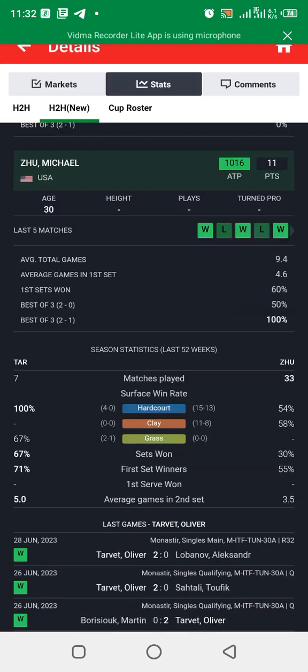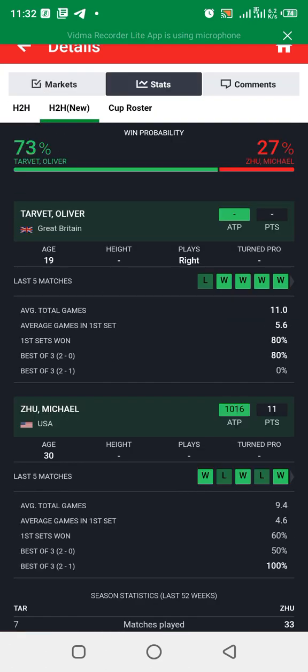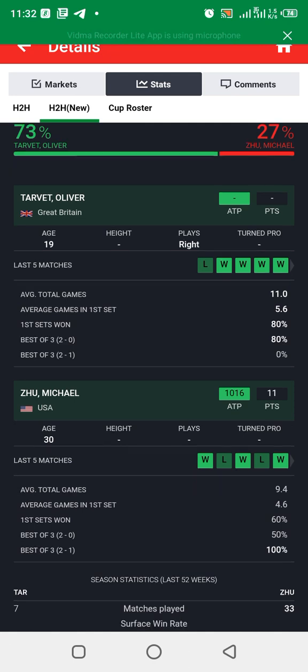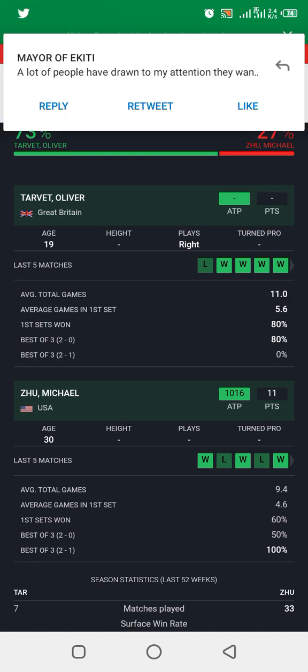Actually for this match, okay, yes, it has been shown. So you can see it under the head-to-head. You are going to see the average total games. The average total games is what we are dealing with. You are going to see the average games in first set, best of 3, but the one we are concerned with is the one at the top here, which is the average total games.